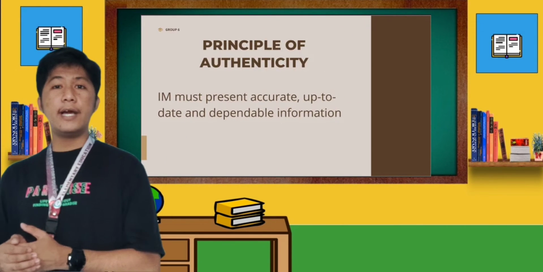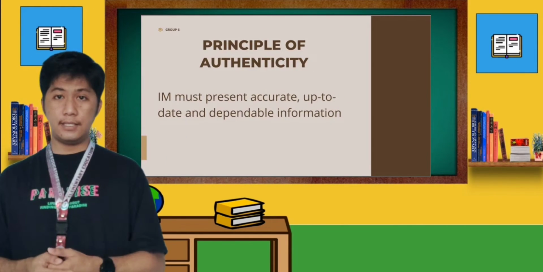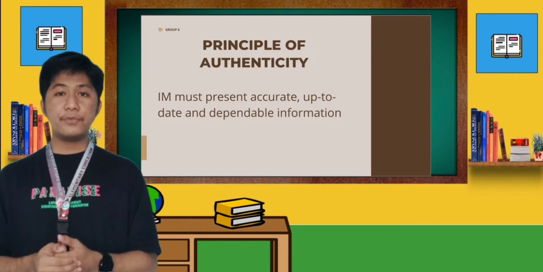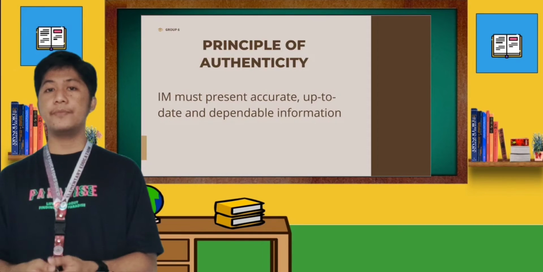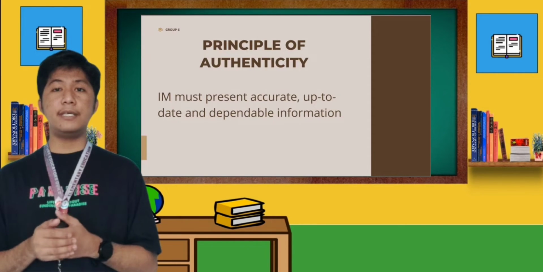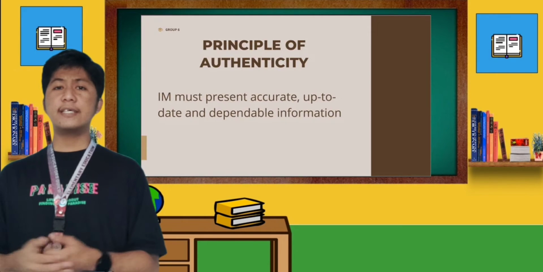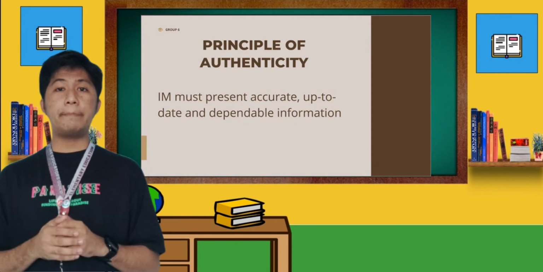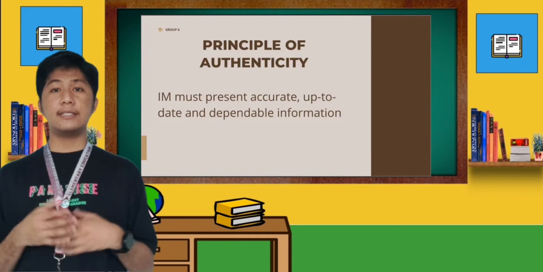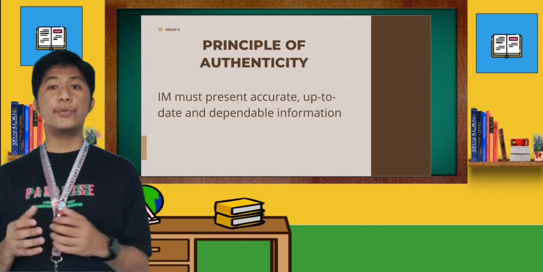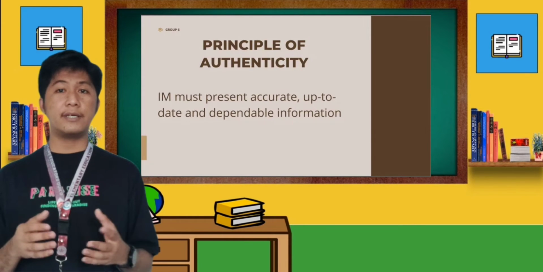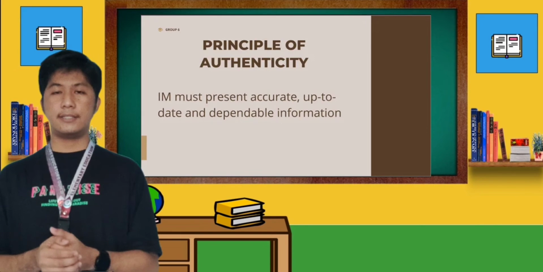Next, we have the principle of authenticity. Principle of authenticity also presents accurate, up-to-date, and dependable information. It has been stated here that the information we provide must be accurate. For example, if we show a picture of a mouse and a lion, the principle of authenticity states that they must be realistic, which means that the mouse cannot be larger than the lion because it would be unrealistic.